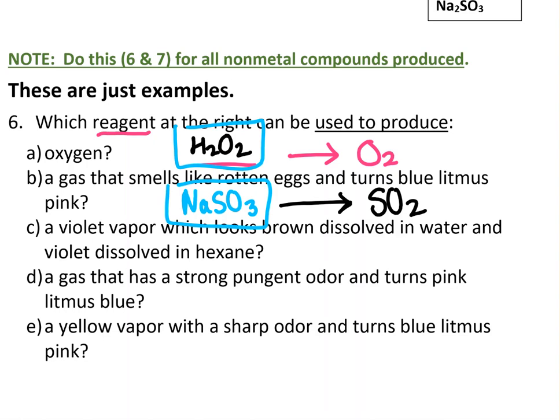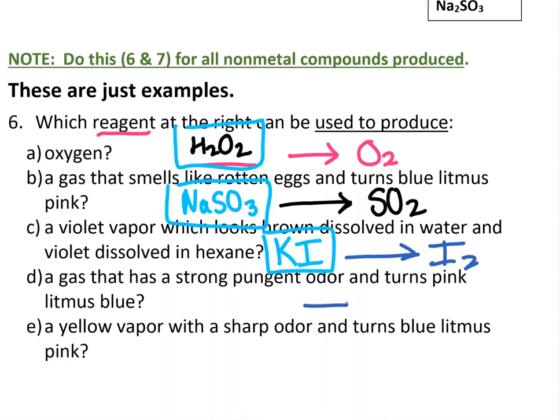Okay, next, a violet vapor which looks brown dissolved in water and violet in hexane. That was our description of the iodine. Again, it's asking which reagent is used to produce that. So if I want that to be the product, what did I use to make that? I used potassium iodide, so that's my answer.